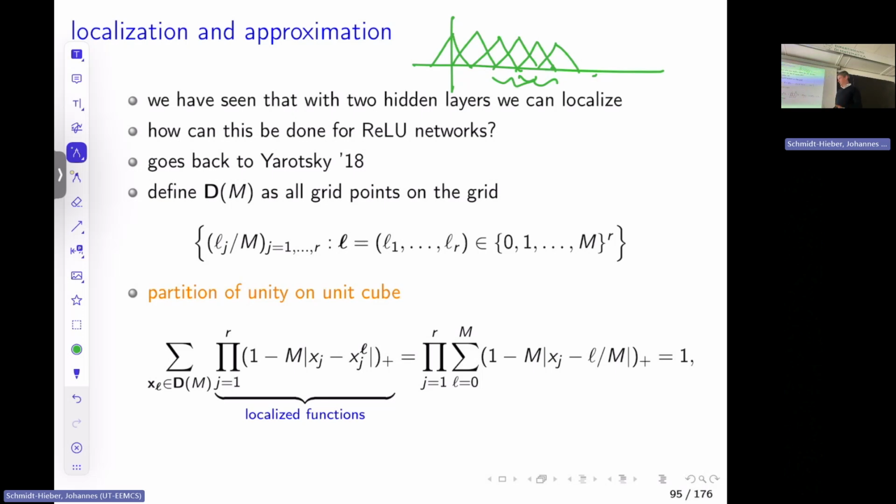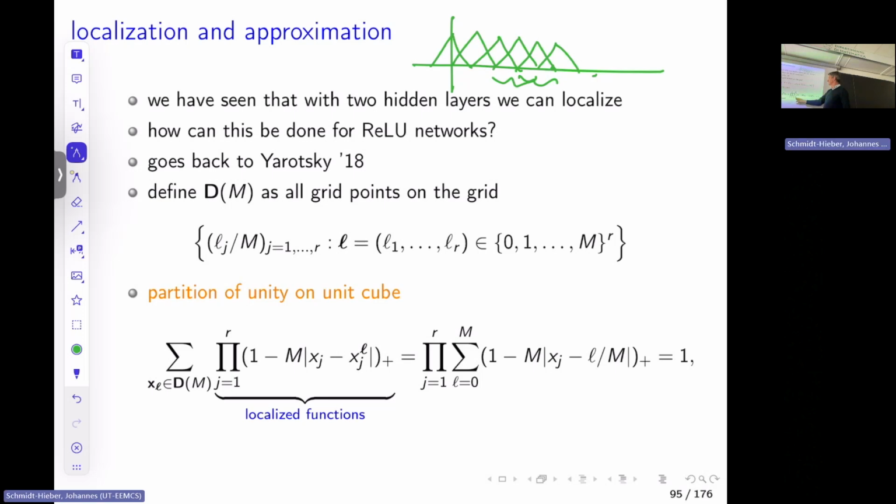If you do that in several dimensions, you have to multiply these things, and the multiplication you have to implement, or approximate, via the deep ReLU network construction. This one you can do with one hidden layer, and the multiplication we have seen before, how that works. Okay, so that gives the partition of unity, and those are the functions that we want.